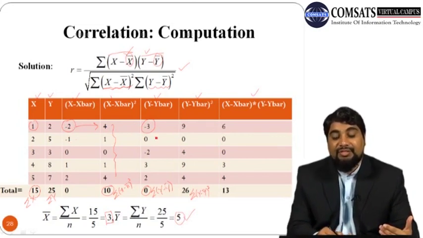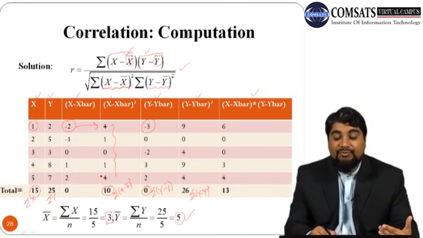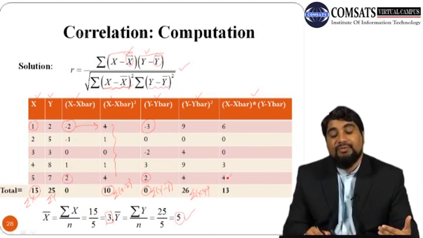Then minus 1 into 0, we get 0. 0 into minus 2, we get 0. Then 1 into 3, we get 3. And the last one, 2 into 2, so we get 4. So this is y minus y bar times x minus x bar, and we get 4.